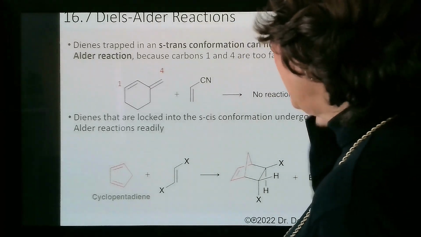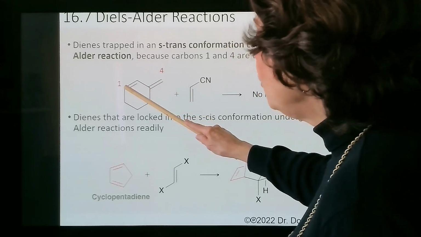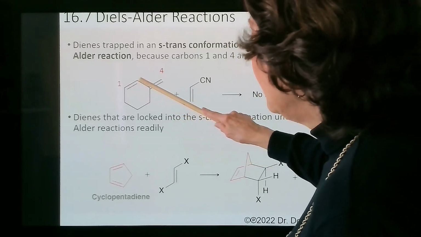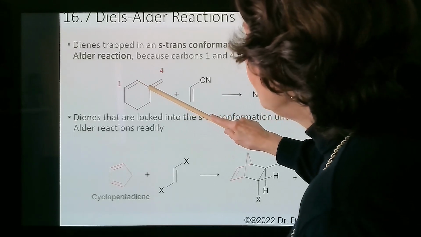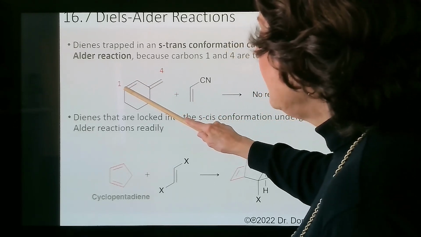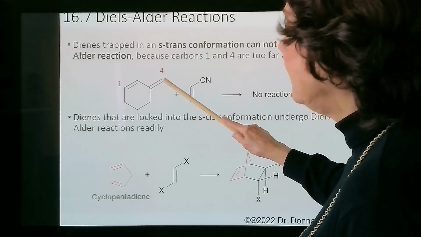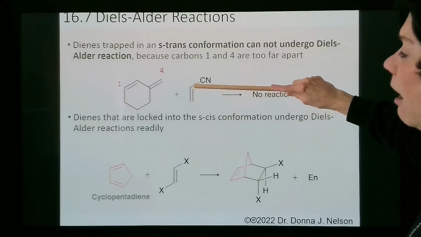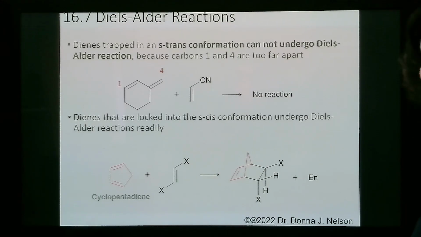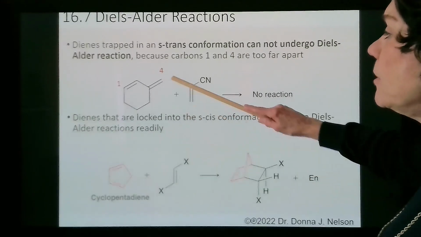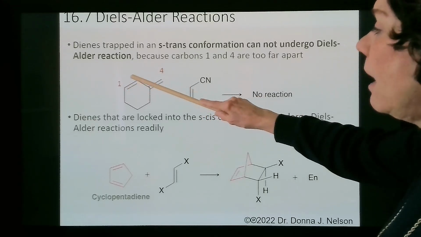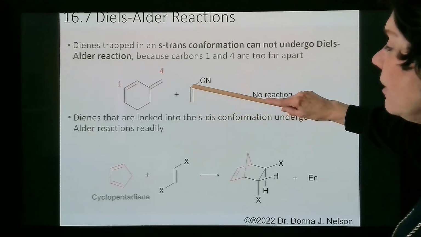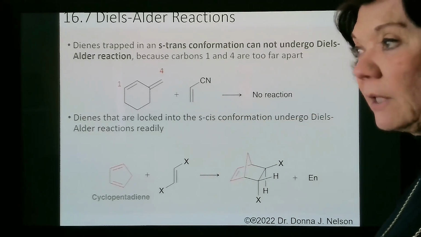So notice here, you have the two double bonds on opposite sides of the single bond. So these two ends of the diene cannot come close to the two ends of the dienophile, and so you're not going to get good overlap. And this is an orbital controlled reaction, and so you must have good overlap between the ends of one pi system and the ends of the other pi system, or else the reaction will not take place.